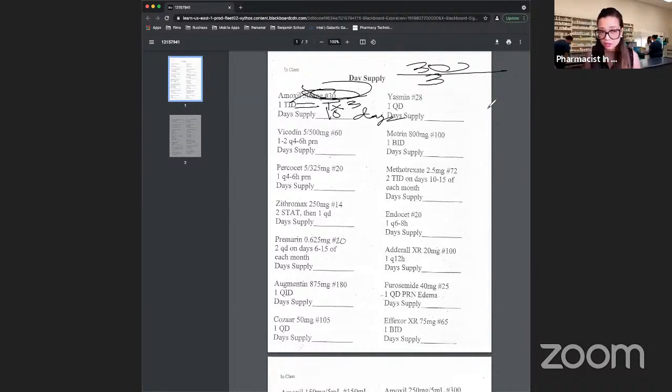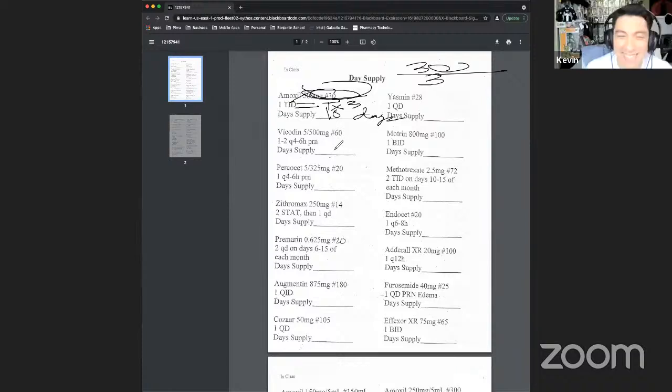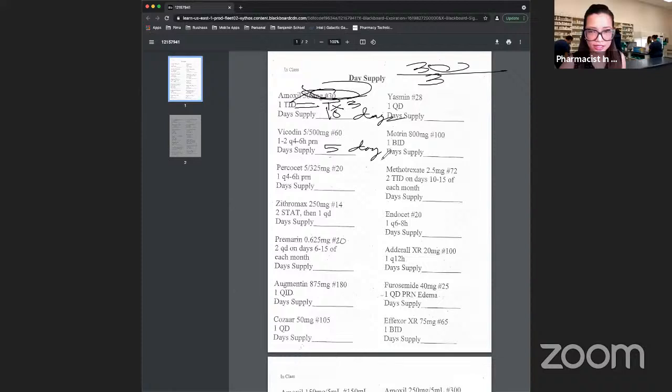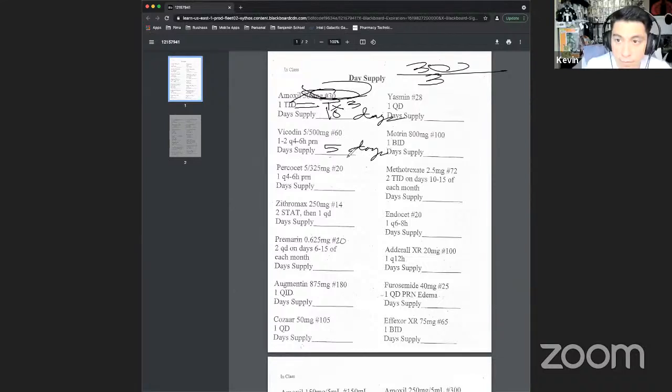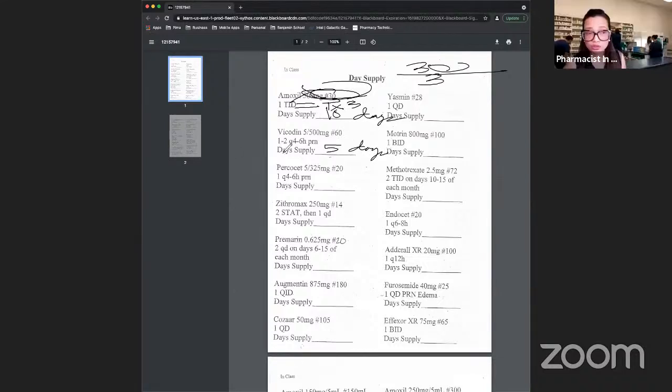Okay, Kevin, answer to day supply, Vicodin. Next one. For Vicodin, I got 5 days. 5 days. Who said 5 days? Hands up. Okay. When faced with prescriptions like this, 1 to 2, you get the maximum. So you use the 2.